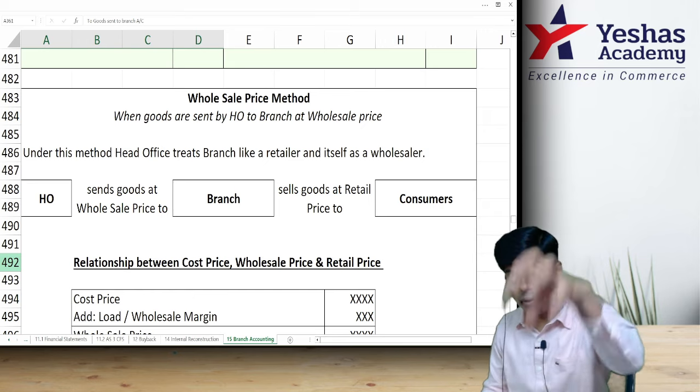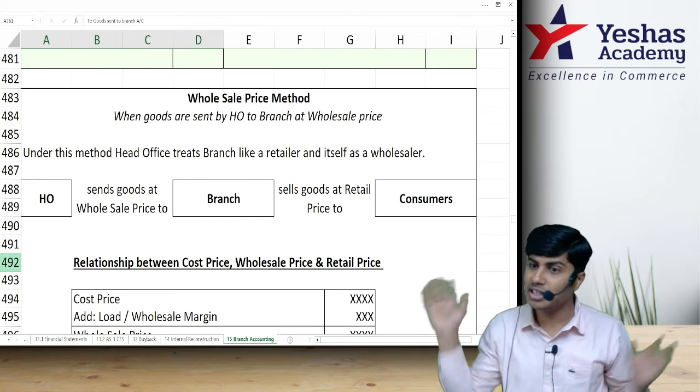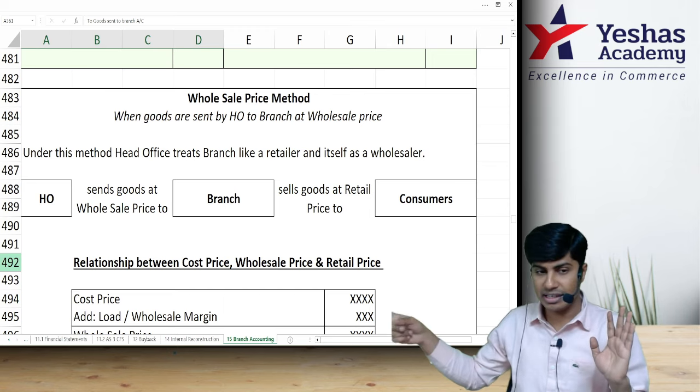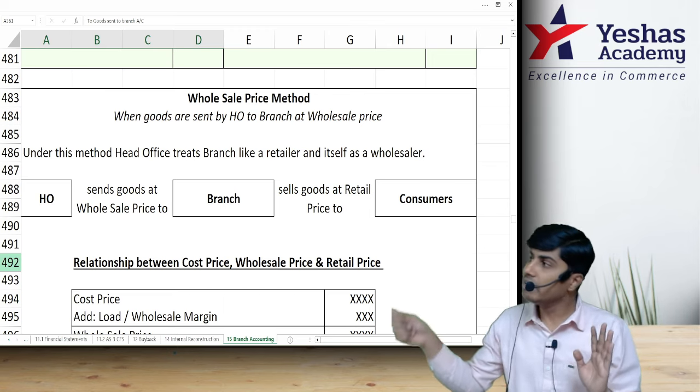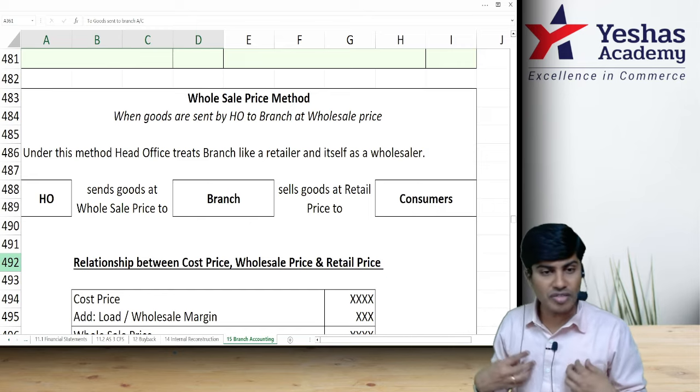Head office used to book branch profit in its P&L account. But under the wholesale price method, it is different. Head office will tell the branch my cost is 100. If any other retailer comes, I'll sell it to him at 130. He will sell it to the customer at 150.